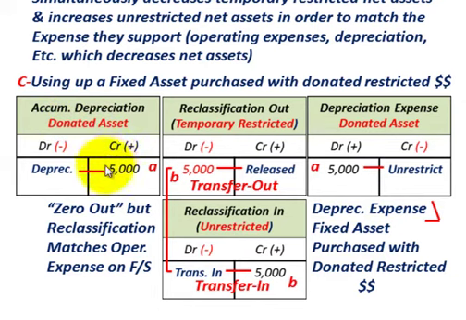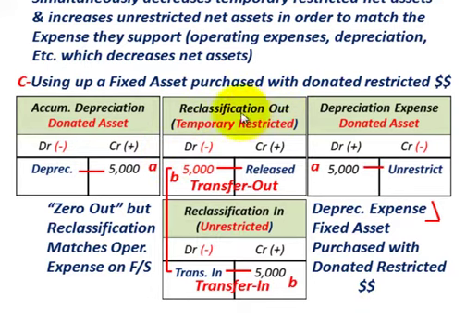In our accumulated depreciation, we'd credit $5,000. And then going over to our depreciation expense for the donated asset, this is where we're going to be using that fund matching. We would debit that for $5,000, and that would be the unrestricted amount of funds. So again, we have to go through this reclassification for that depreciation expense.